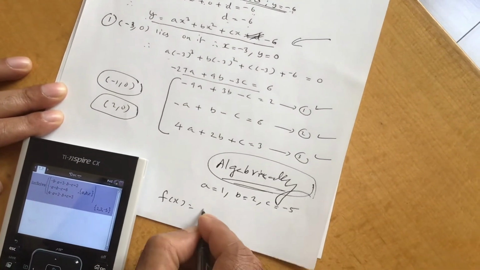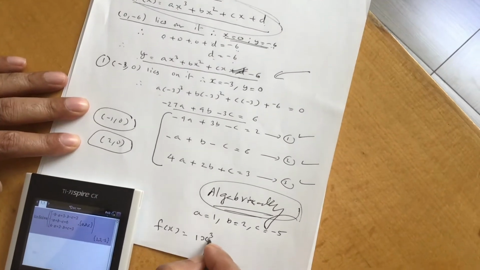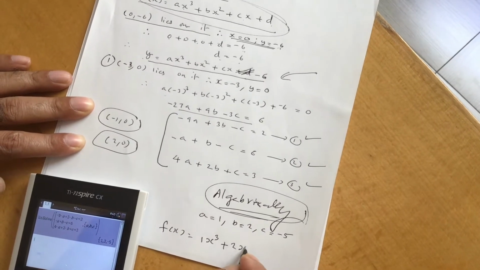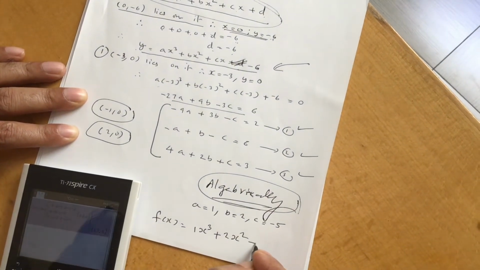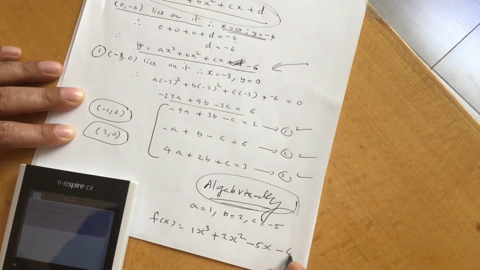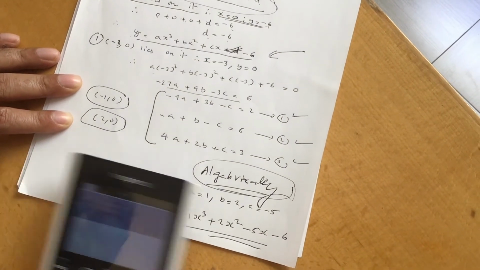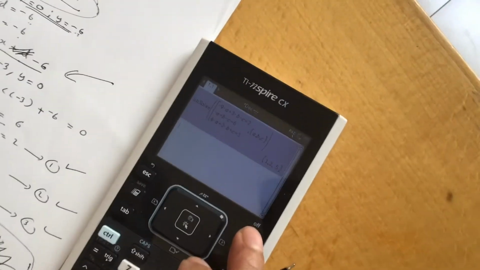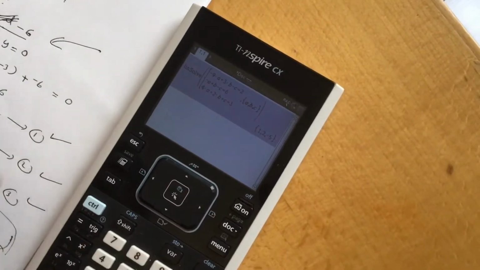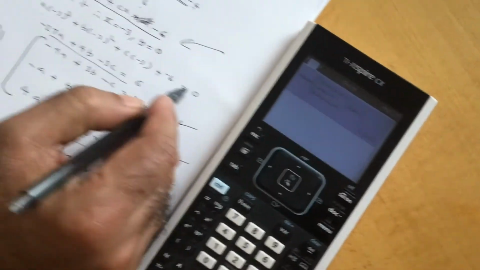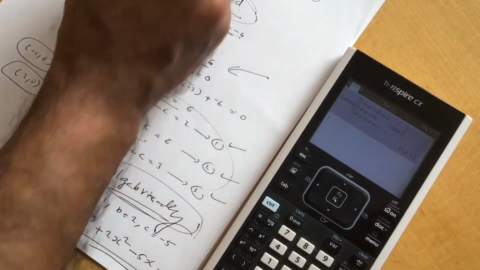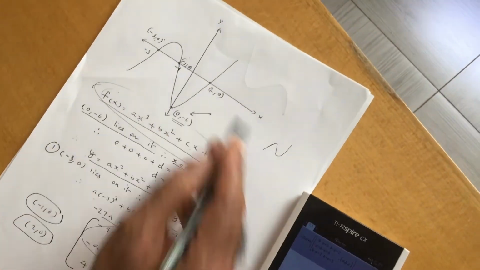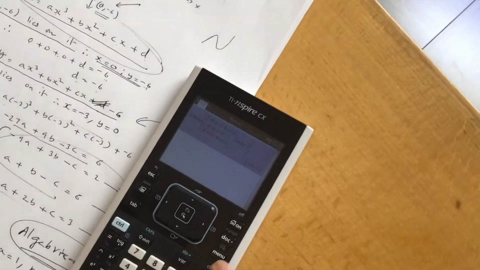So my function would be 1x cubed. You don't necessarily have to write the 1. Plus 2x squared minus 5x and minus 6. I put the values of all of that, so that's my answer. Now what I'm going to show is how we use regression instead of this, so that I can avoid all these equations. Instead I can just pick up these 4 points and do it. Okay, so I'm going to show that as well.